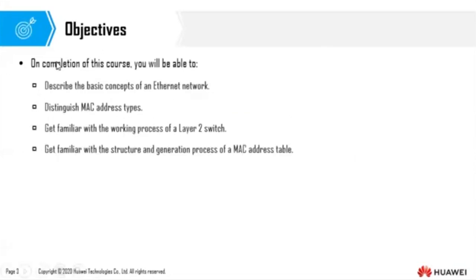By the end of this chapter, you should be able to, Dennis, please read out for us. By the end of this chapter, you should be able to describe the basic concepts of an Ethernet network, distinguish MAC address types, get familiar with the working process of a layer 2 switch, get familiar with the structure and generation process of a MAC address table. Okay, thank you very much.